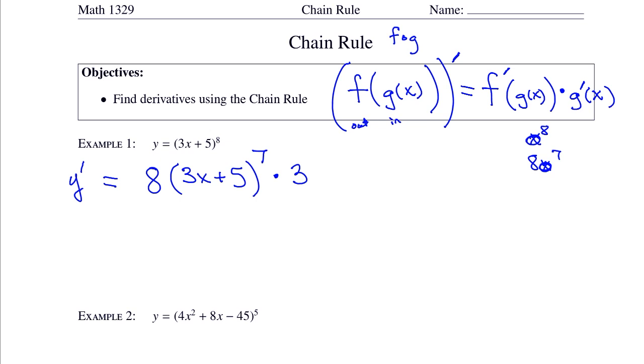Now, once you get the hang of this and you start seeing where these functions are, you will be able to think about these more easily. So, for example, whenever I look at this, what I see is something to the 8th power. So the derivative of something to the 8th power is bring the 8 down, leave the middle alone, and lower the power by 1. So it's 8, 3x plus 5 to the 7th. And then I go back and I think about what was in the middle. If the middle is not just x, then I multiply it by its derivative. You could multiply it by the derivative even if it were just x, because the derivative of x is just 1. So it doesn't hurt it if you do it that way either.